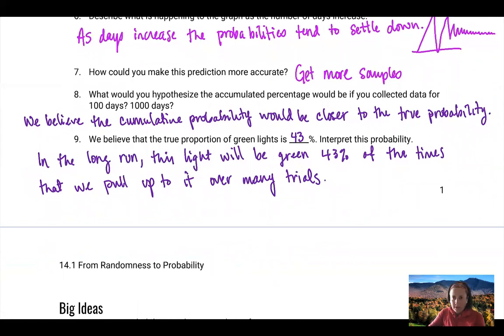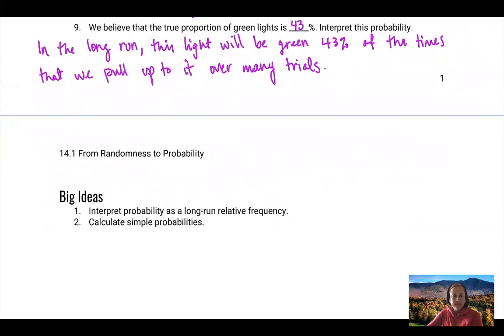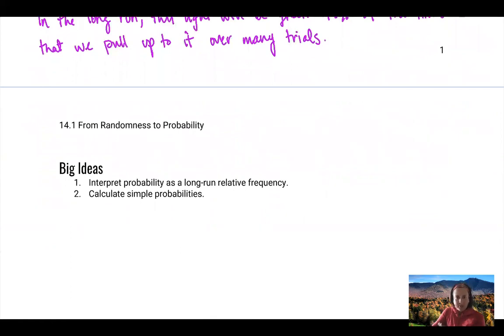The important thing to note there is that obviously when we pull up to the light, it's either going to be green or red, or I mean, it could be yellow too, but we're either going to go or stop depending on how yellow it is. But with this, we're looking at the long-term results of many, many trials of this happening, not just one time. So this is what big idea number one means: interpret probability as a long-run relative frequency.